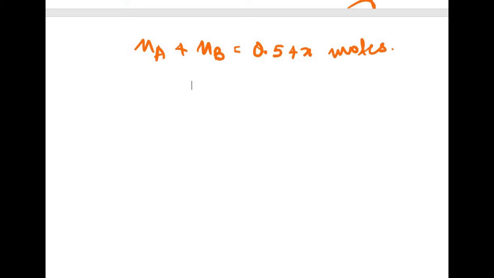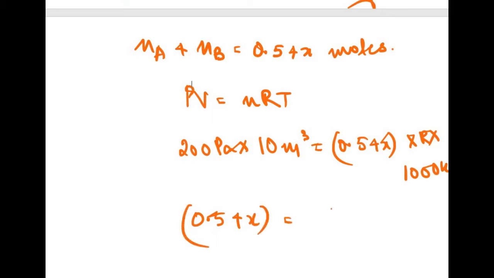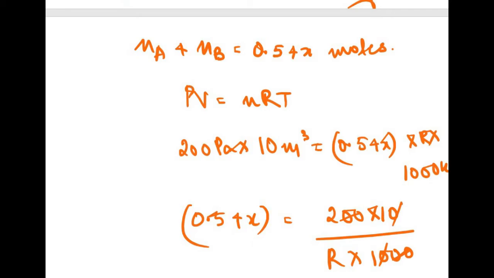Right? Now we know for ideal gas, PV equal to nRT. Now pressure is mentioned as 200 Pascal. Volume is mentioned as 10 meter cube. Number of moles is 0.5 plus X, into R, into temperature, which is 1000 Kelvin. Okay. Now solving this, we get 0.5 plus X equal to 200 into 10 by R into 1000. Cancelling it out, we are getting 2 by R.